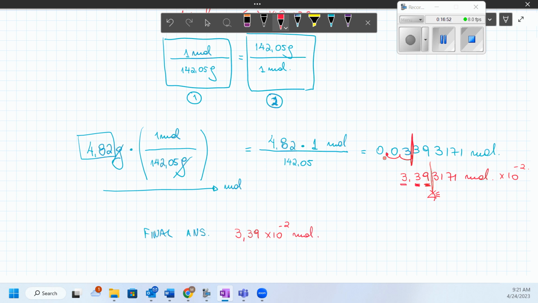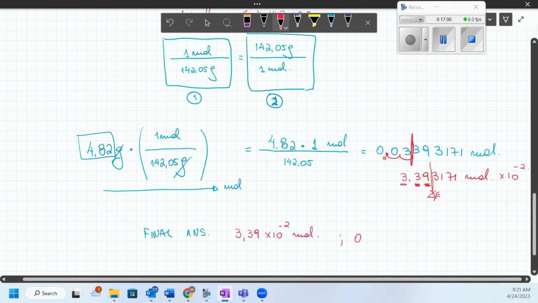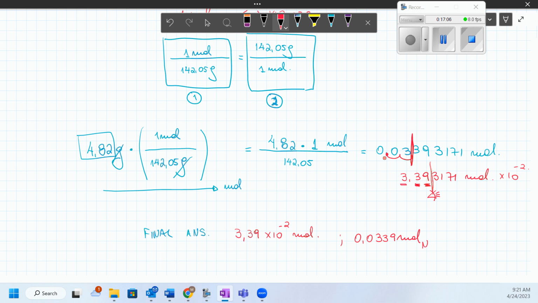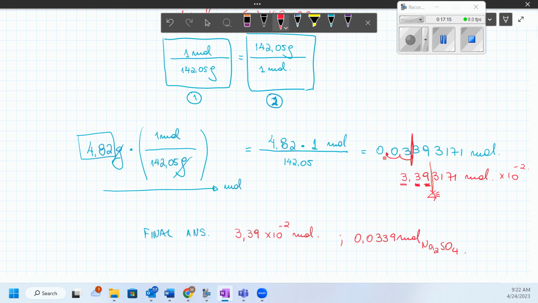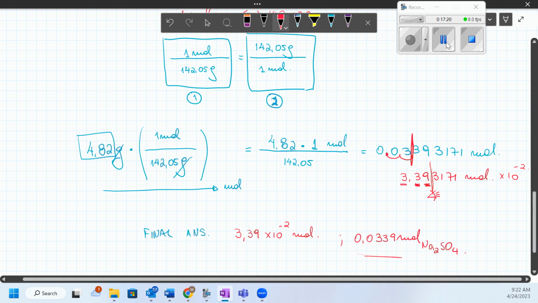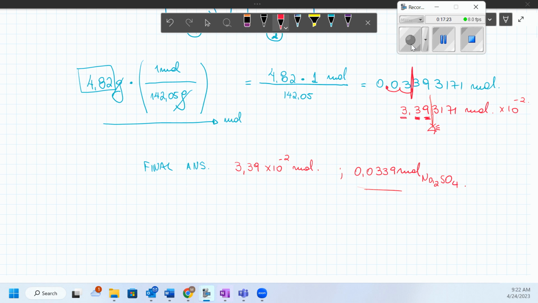Now, if you want to write it as a decimal, yes, you can. You can write it as 0.0339 moles of sodium sulfate. I prefer to write it in scientific notation form, but there is no mistake writing it in decimal form. Both of them are correct. This part was where we were moving from mass to mole. Now what we will do is move from mole to mass.